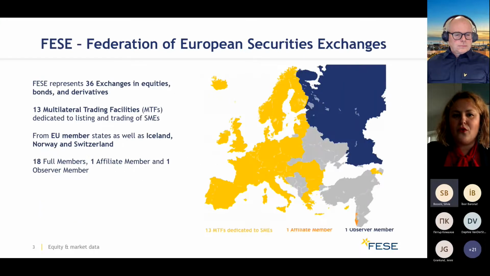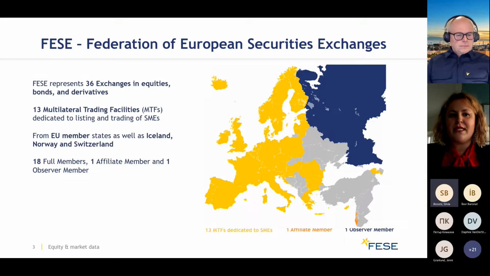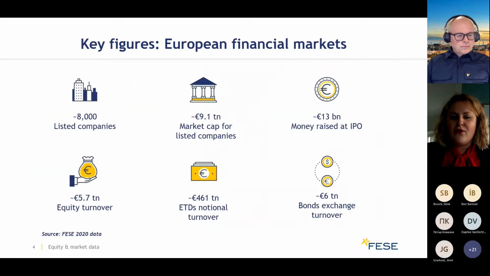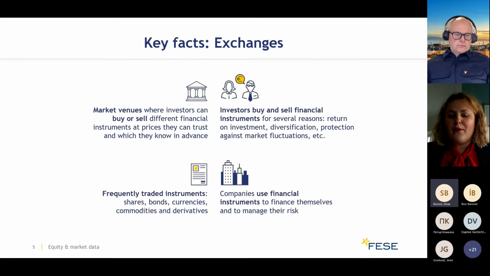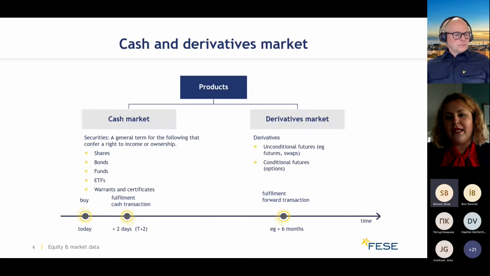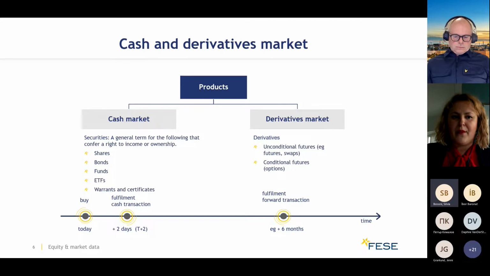So before getting into the details of the webinar, let me very quickly introduce FASE. We represent 36 exchanges in equity, bonds and derivatives, as well as 13 MTFs. To give you an idea of the size of European financial markets, we have included a couple of key figures which provide an overview of why these are important in supporting European growth. We have also included a couple of slides highlighting some of the key facts about exchanges, and to clarify the difference between equity and derivatives markets. No worries if I'm going through them quickly, because we will share the slides after the webinar.